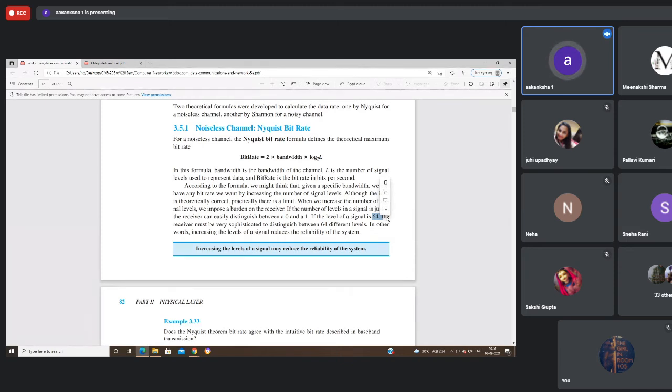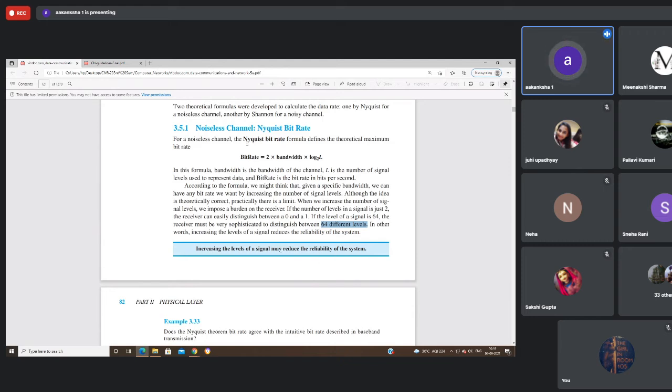Is that clear to all of you? Yes, ma'am. And if my receiver and sender are not sophisticated, and not able to distinguish correctly between the 64 different levels, then my signal reliability is reduced, because it will not interpret it correctly. So 2 volts sometimes may be interpreted as 3 volts, and then the entire data interpretation will be wrong. The message interpretation will be wrong. So increasing the levels of a signal may reduce the reliability of the system.